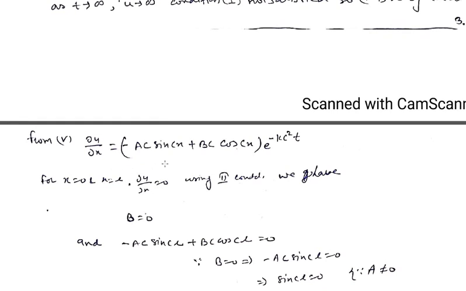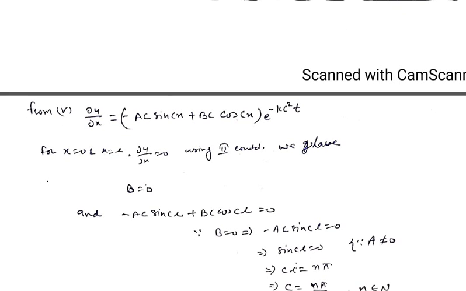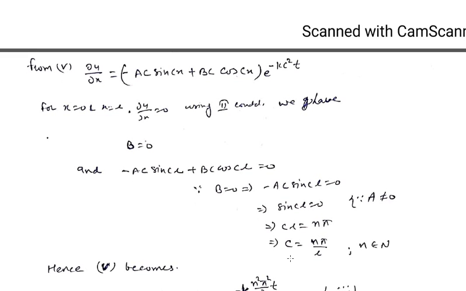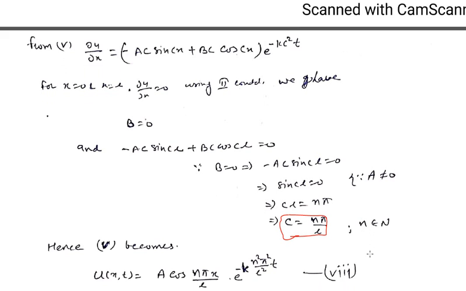Now we will put x equal to L, with del u upon del x equal to 0. It gives us minus ac sin cL plus bc cos cL equal to 0. When we solve it using b equal to 0, it gives us minus ac sin cL equal to 0. From here we get sin cL equal to 0, as a and c are not equal to 0. It implies cL should be equal to n pi, where n is some natural number. So c is equal to n pi upon L.